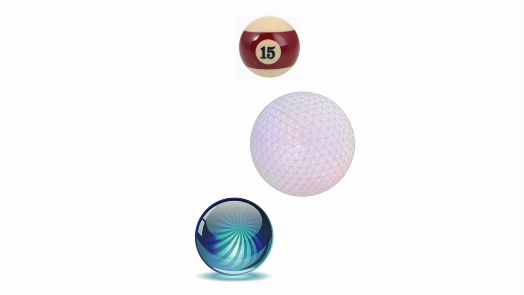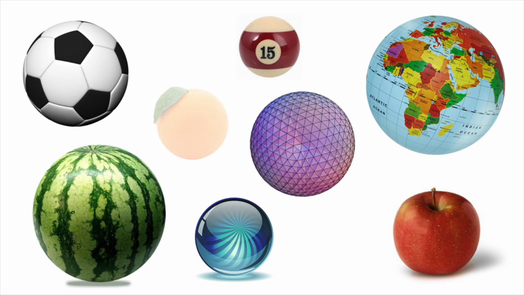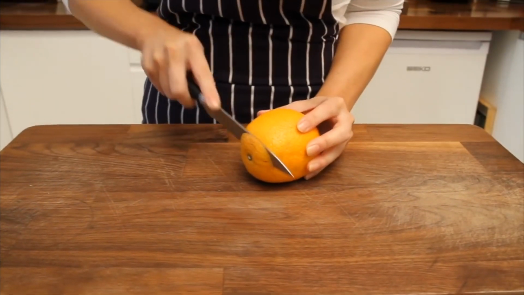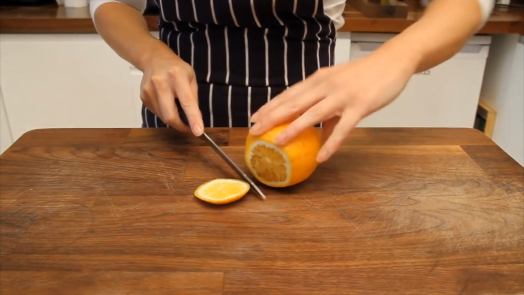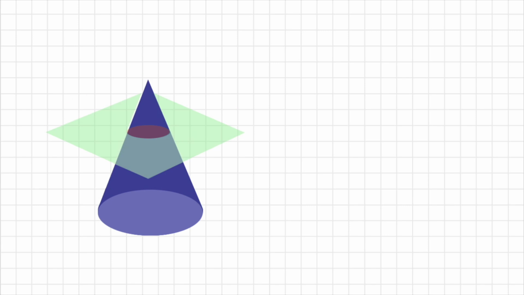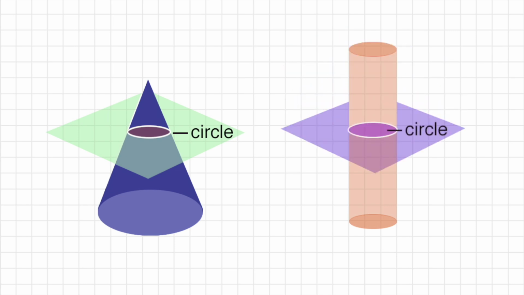A circle is related to three-dimensional objects. Any section of a sphere is a circle. When you cut a spherical orange into slices, each slice is the shape of a circle. The horizontal cross-section that slices across a cone forms a circle. A cross-section across a cylinder is also circular.